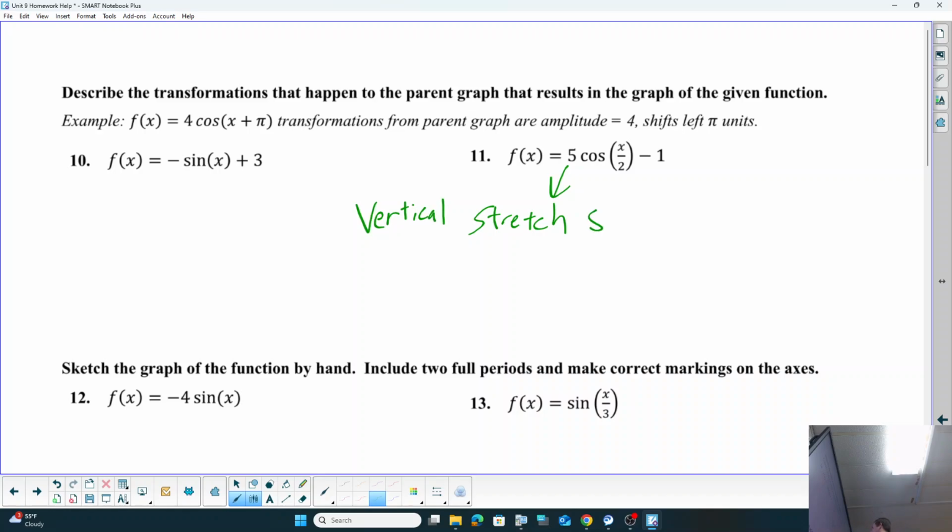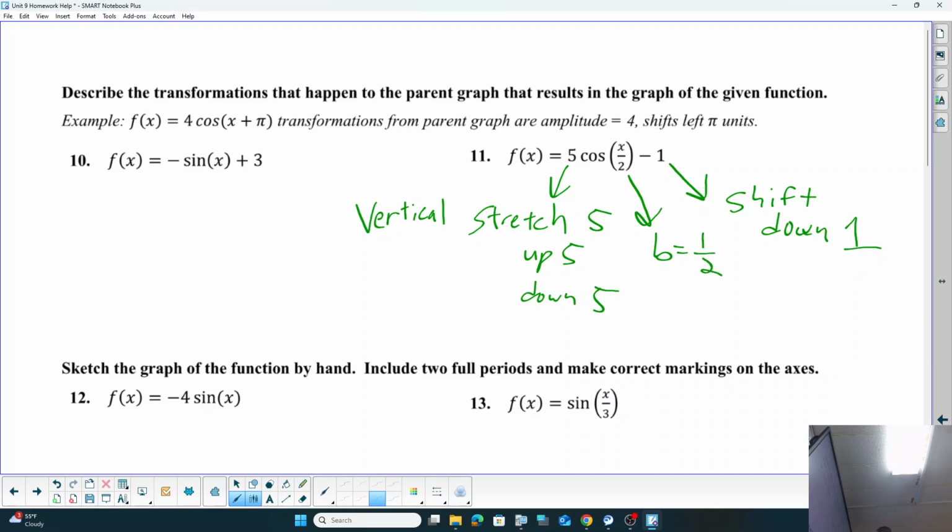Vertical stretch 5. Up 5, down 5. Good. This is a shift of the whole graph. Shift down 1. The whole graph shifts down 1. And then this is going to be the b value. And so the b value is 1/2.